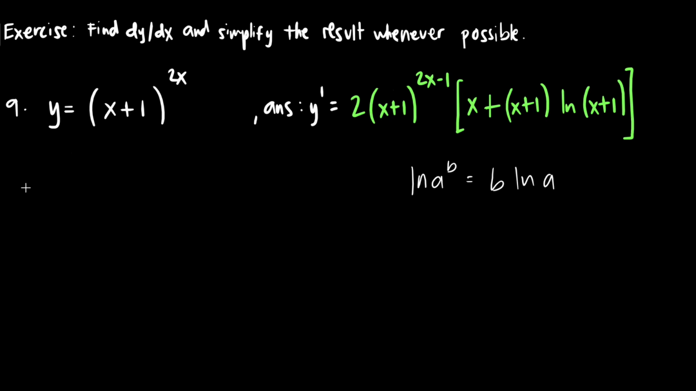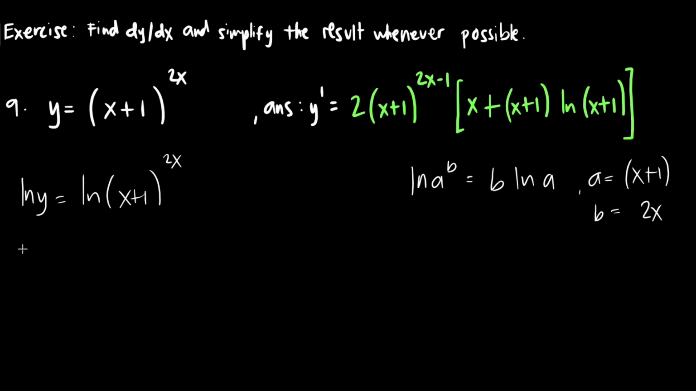So we'll take the natural logarithm of both sides to find its first derivative, because we have a term 2x in the exponent. So we have ln of y is equal to ln of (x + 1) raised to the power of 2x. Our a here is x + 1, and our b here is 2x. Take note of that one.